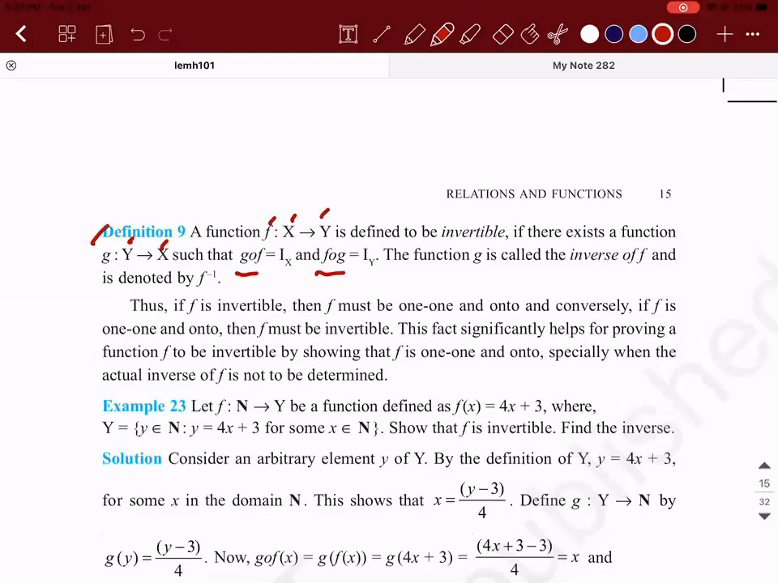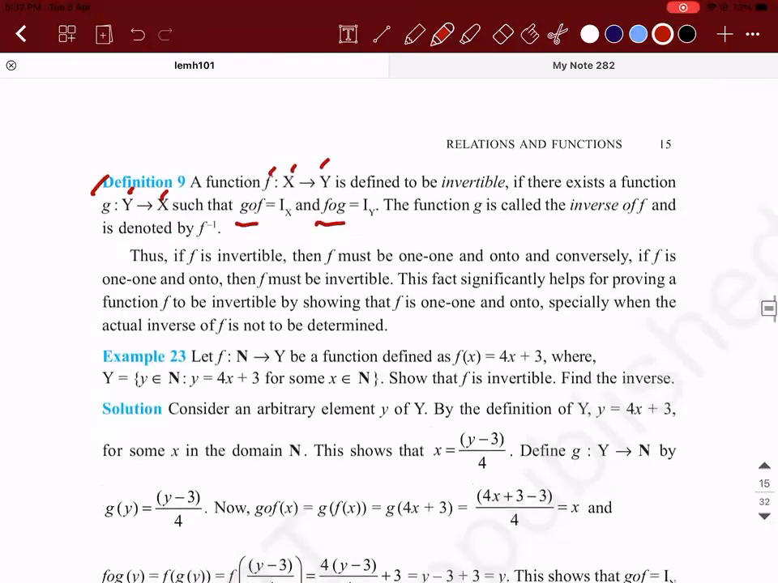But what is the difference in both the cases? One is Ix and the second is Iy. So what does Ix mean? The domain of that function, where the identity function is f of x equal to x, the right side should be x. Where does that x value come from? It comes from x, capital X. Whereas f circle g is equal to the identity function. It comes from y, from set Y. That is the meaning of it.